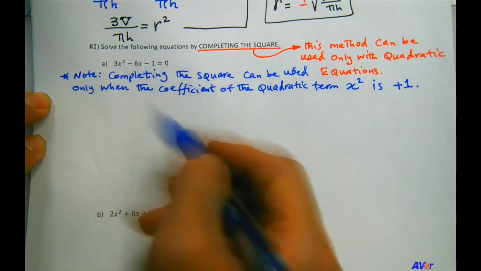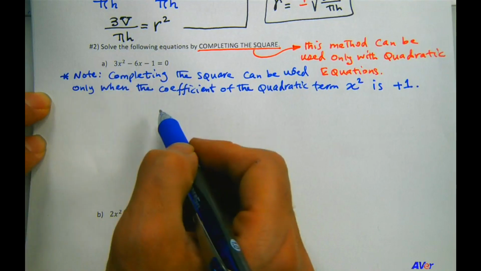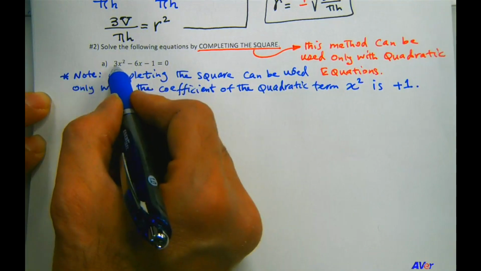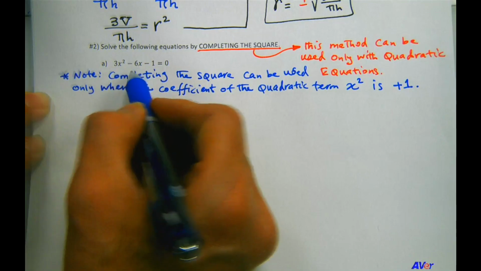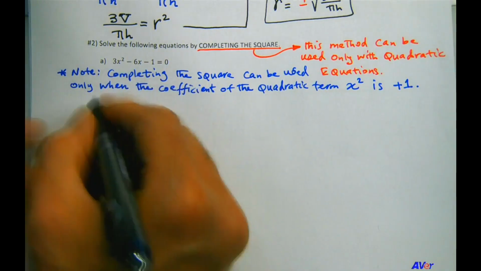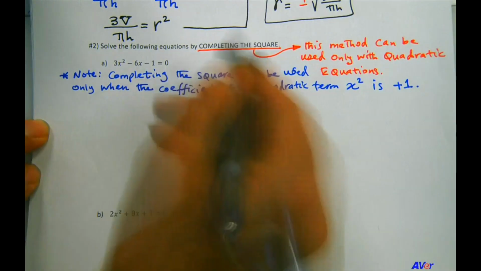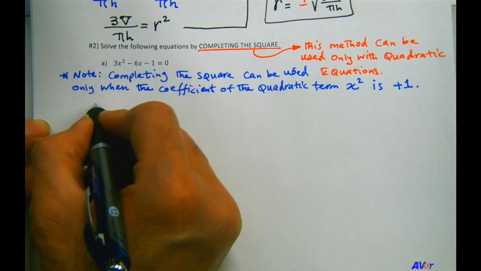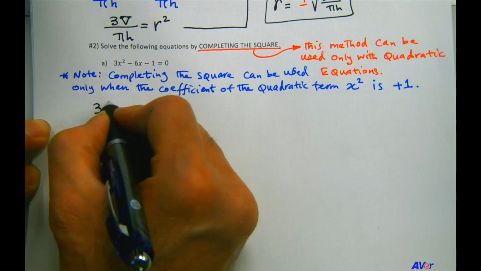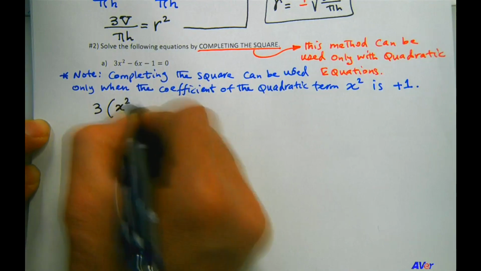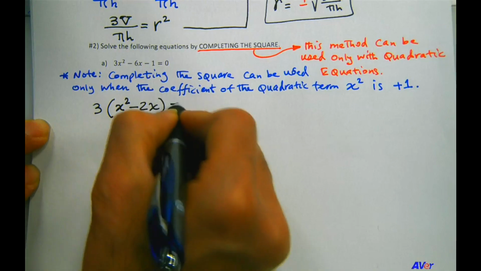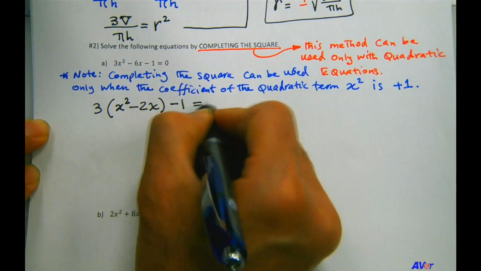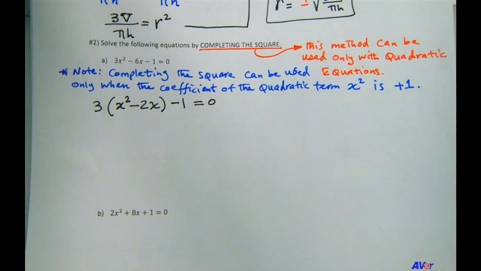So what do we have to do to make it positive 1? We're going to factor it out. We're going to factor 3 from x squared and minus 6x, so we can apply the completing the square method. So 3 times x squared minus 2x minus 1 equals 0. Okay?